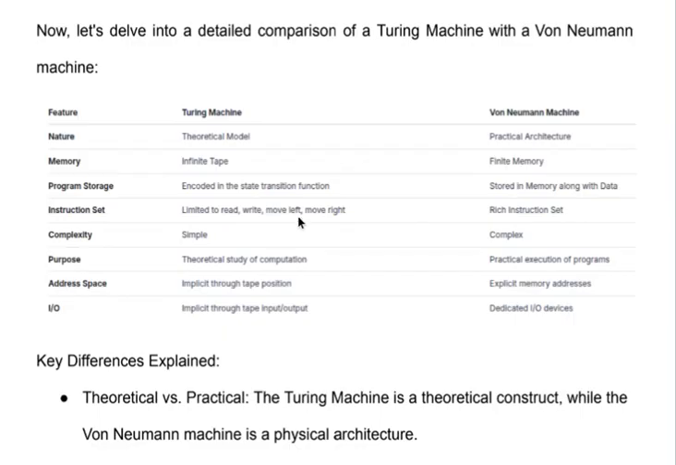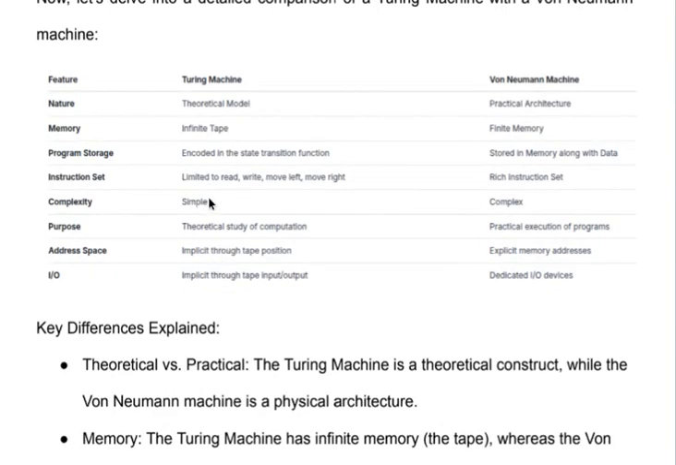Instruction set. The Turing machine has a very limited instruction set, while the von Neumann machine has a rich instruction set that allows for more complex operations. Complexity. The Turing machine is conceptually simple, while the von Neumann machine is significantly more complex. A comparison of a Turing machine with a von Neumann machine.